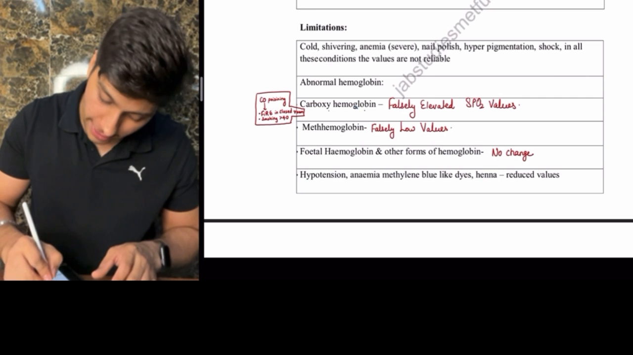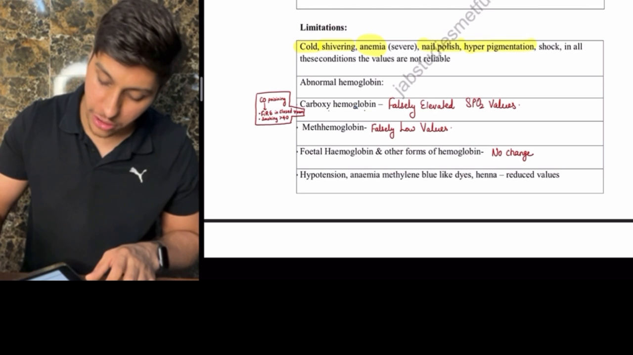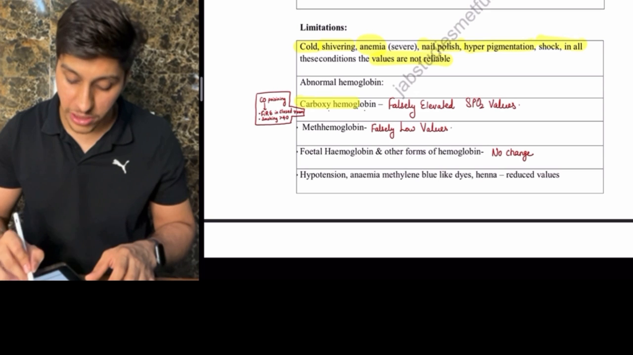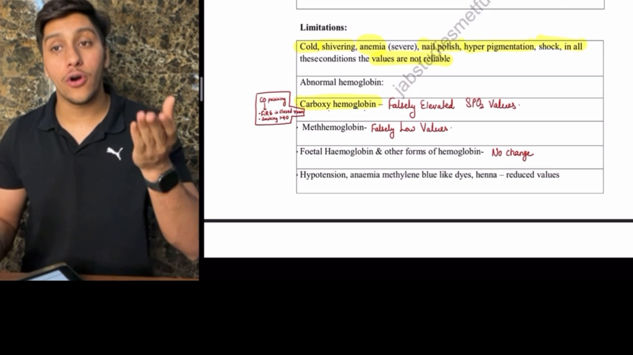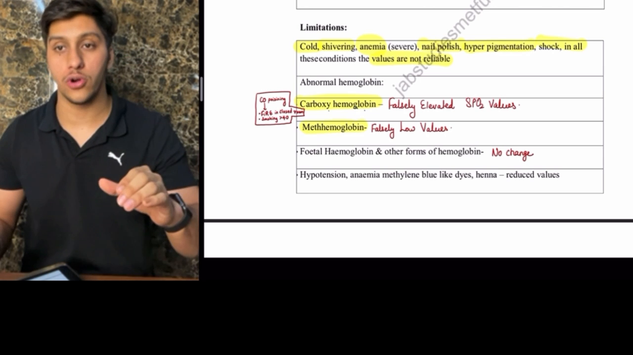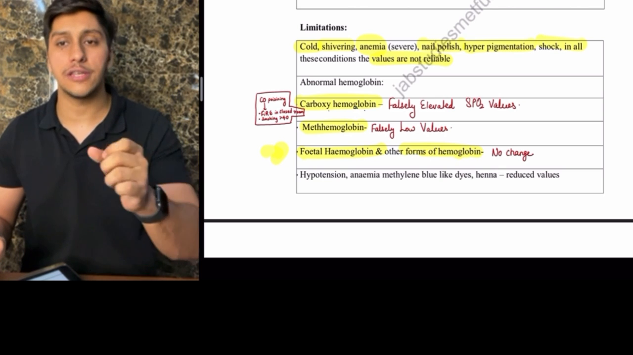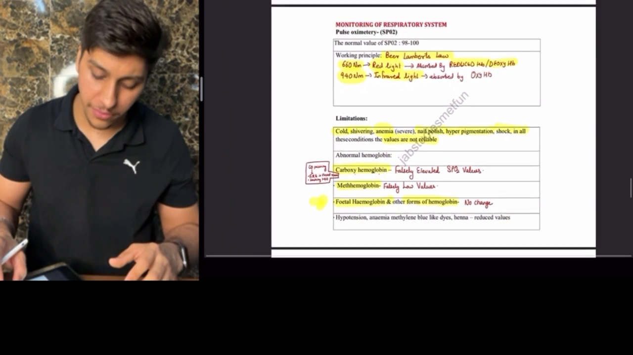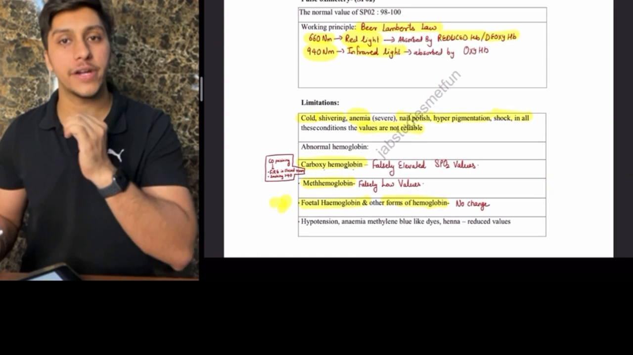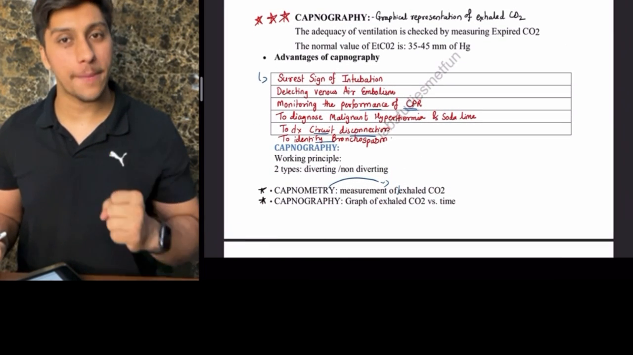So remember conditions like cold, shivering, severe anemia, nail polish, hyperpigmentation, shock; these conditions will make the values not reliable. Remember, if you have any poisoning like carboxyhemoglobin, you will have a falsely elevated SpO2 value, while methemoglobin gives you a falsely low value. If you have a patient with fetal hemoglobin or any other form of hemoglobin, there will be no change in the pulse ox. So this is what you need to remember with respect to pulse oximeter. Remember what principle it falls under? Beer-Lambert law.